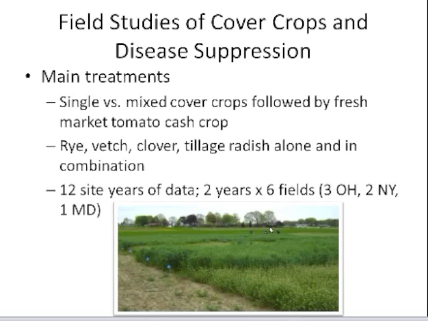So that's where the understanding was of those different ways of managing diseases when you are working with cover crops. Let's turn now to the actual field experiments that we've done. We've done field trials in 3 states, in Ohio, New York, and Maryland, for a total of 12 site years of data. We've been comparing single versus mixed cover crops, again followed by fresh market tomato cash crop, and we've looked at a variety of different cover crops alone and in combination.